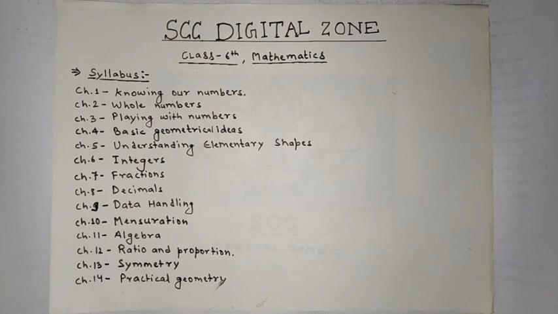And the next chapter is Ratio and Proportion, and the next is Symmetry, and the last chapter is Practical Geometry. All these chapters are very interesting, and we will study all of them one by one.